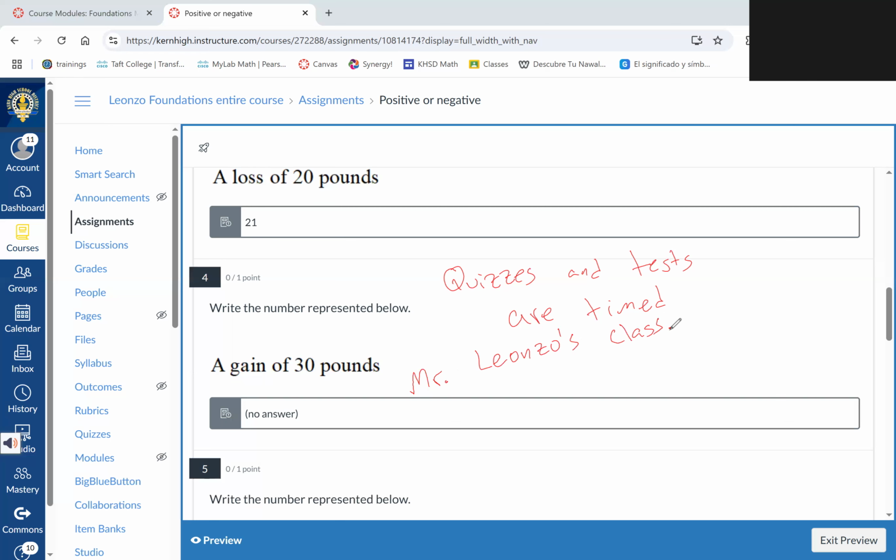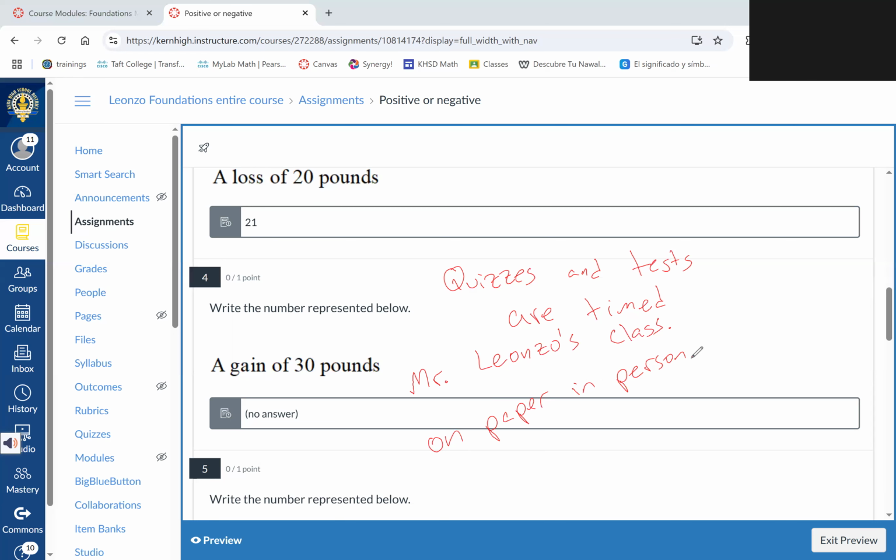Now, I told you that after that I was going to tell you how to retake a quiz or test. Retakes for quizzes and tests are going to be on paper at my office. Let me emphasize that: on paper, in person. So quizzes and tests can be retaken. Make sure you let me know when you're going to come.